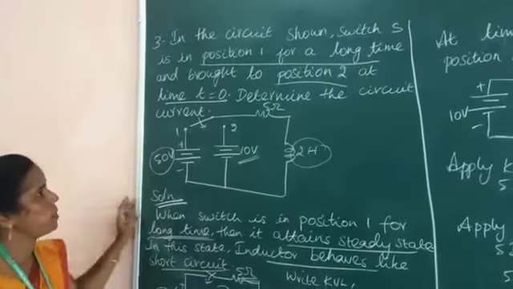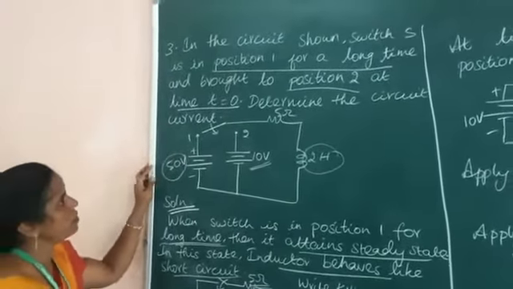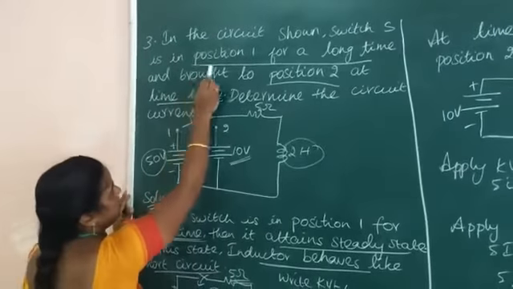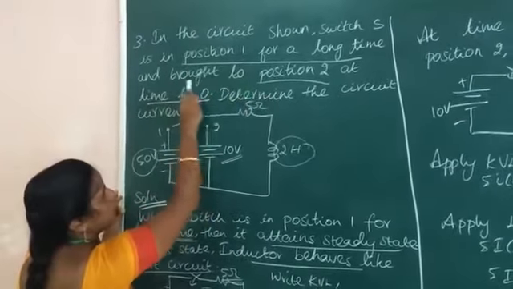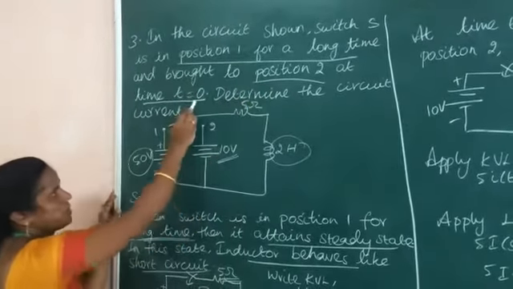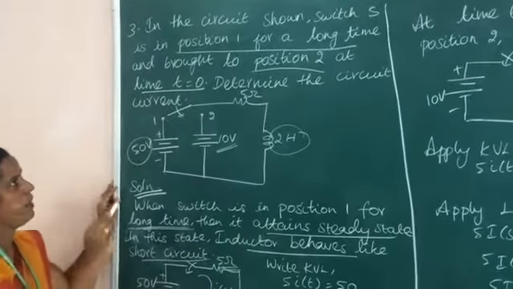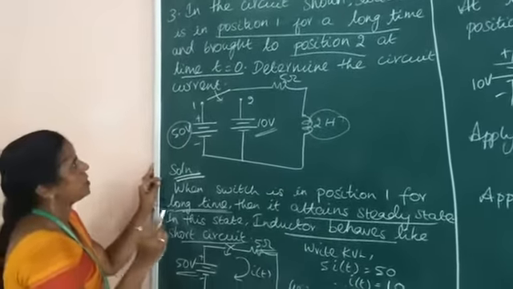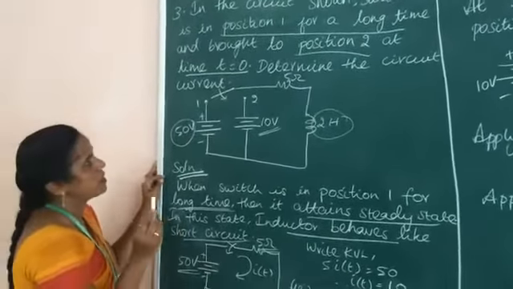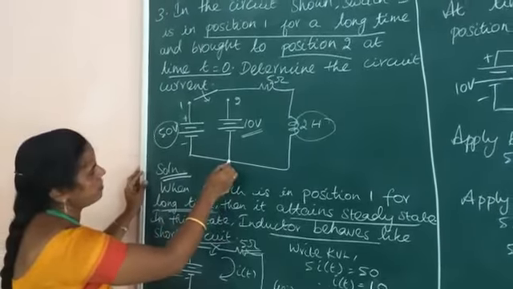The third problem we are going to see is: in the circuit shown, switch S is in position 1 for a long time and brought to position 2 at time t is equal to 0. Determine the circuit current. You read this problem carefully. What is given means the switch is in position 1 for a long time and it is brought to position 2 at time t is equal to 0.